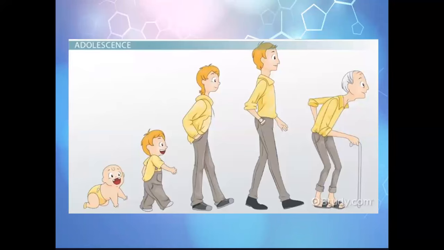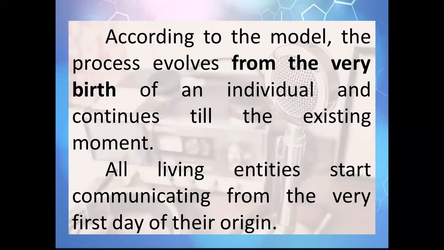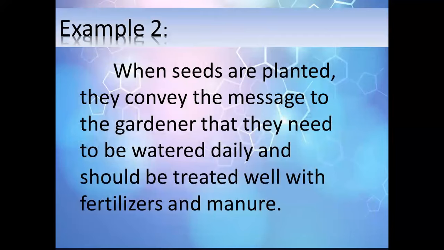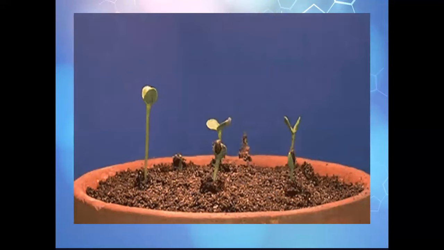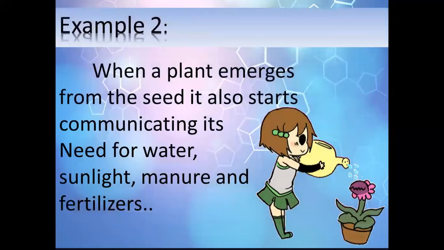According to the model, the process evolves from the very birth of an individual and continues till the existing moment. All living entities start communicating from the very first day of their origin. Here's another example. When seeds are planted, they convey the message to the gardener that they need to be watered daily and should be treated well with fertilizers and manure. When a plant emerges from the seed, it also starts communicating its need for water, sunlight, manure, and fertilizers.